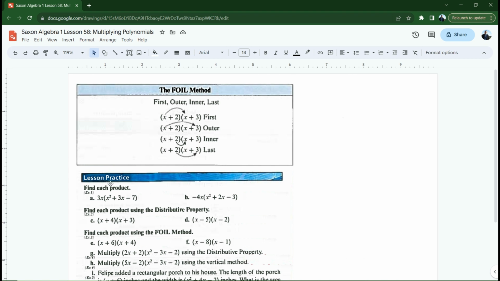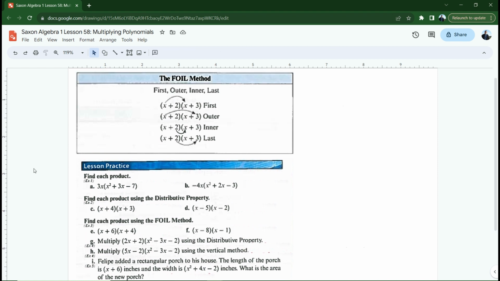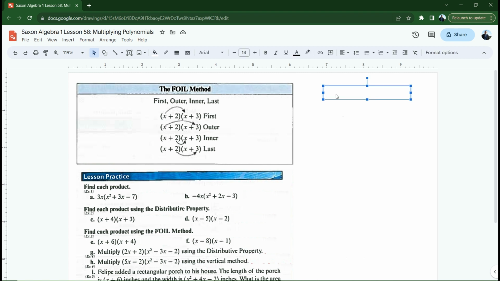We're going to start with practice problems right away. And these first two problems are actually quite simple. We're going to be multiplying a monomial, 3x, by a polynomial. In this case a trinomial, x squared plus 3x minus 7. We're going to do the same thing in letter B, and we're just going to remember how it works to multiply a monomial by a polynomial. So let's get started with that. In letter A, we're going to be doing 3x times x squared plus 3x minus 7. So let's get started with that.